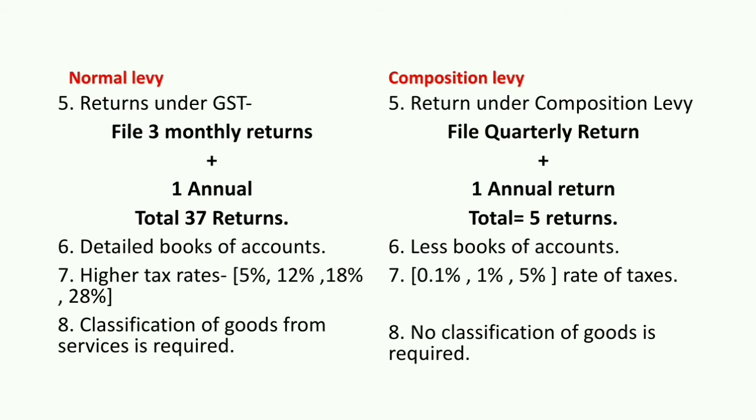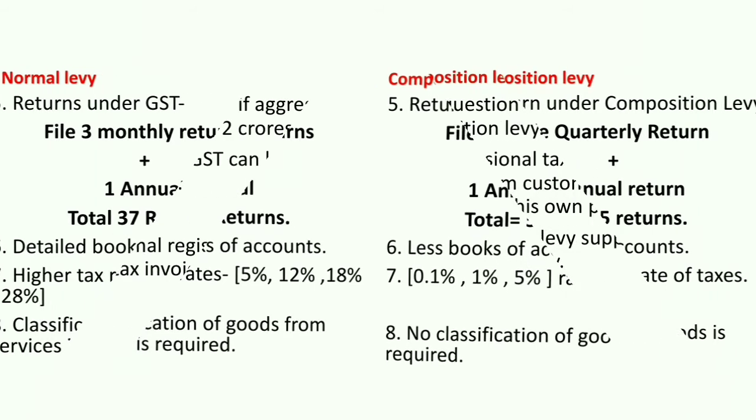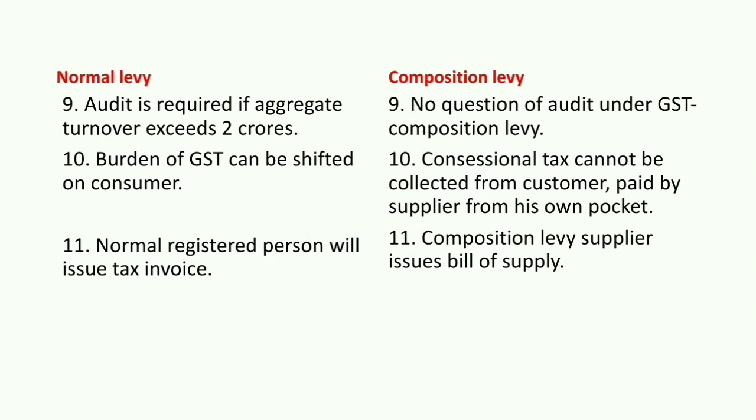And in case of normal levy, classification of goods from services is required, but no such classification is required in case of composition levy. So ninth point is about audit. In case of normal levy, audit is required if aggregate turnover exceeds 2 crores. But in case of composition levy scheme, we have read that the composition taxable person's aggregate turnover is usually less than 1.5 crores. So no question of audit arises under GST composition levy.